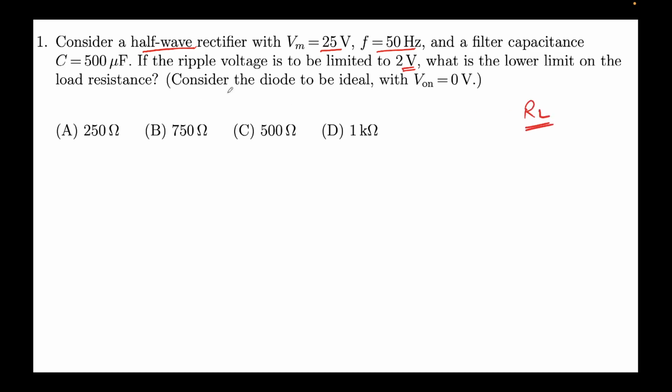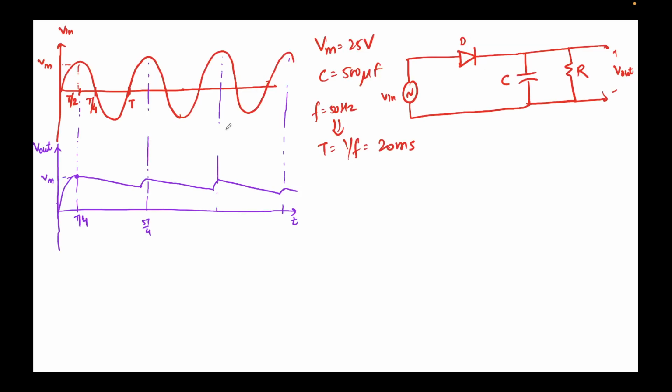We are considering the diode to be ideal, that is V on should be 0. And these are the 4 options. We'll see how to solve this problem. So this is the circuit, I just replicated it, so all the relevant details are here. This is the input waveform in red, and you can see the time period is T.